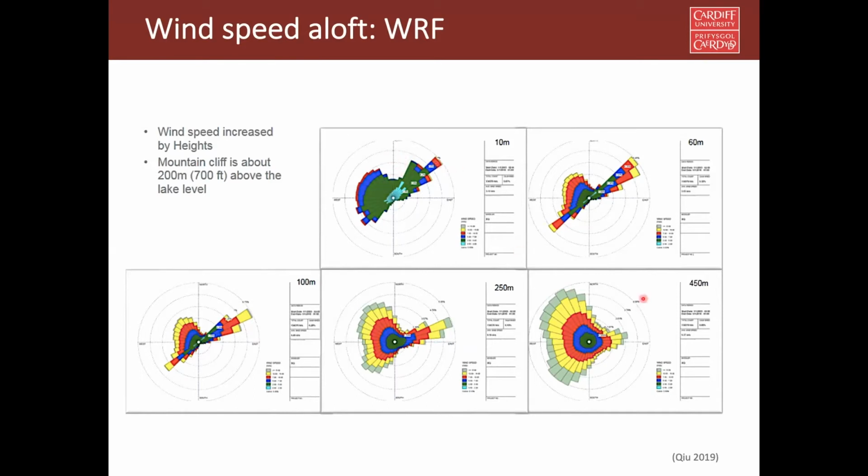Now, if you go to 450-meter height, there's lots of wind coming from north-south, southwest. So that direction, if we used the standard weather file, we would not have known about this. That's why it's very important for tall buildings to know the weather variables along the height.